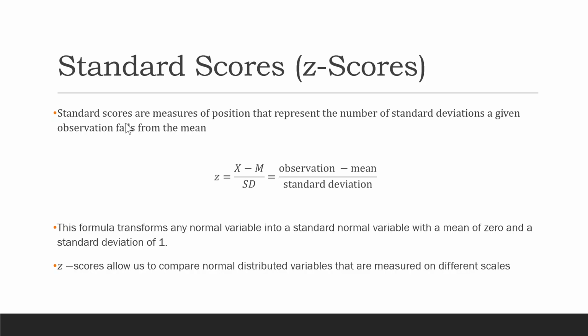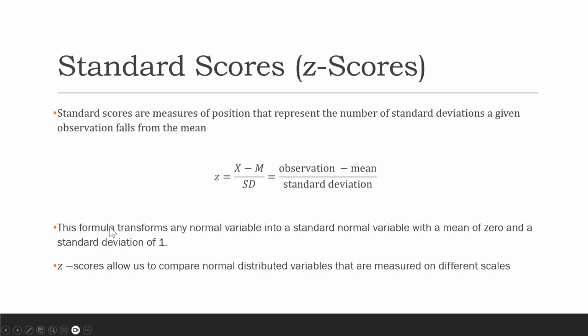We're going to talk about the normal distribution, the bell-shaped distributions, a lot more in detail next time. And so that second line here says this formula transforms any normal variable into a standard normal variable with a mean of 0 and a standard deviation of 1. I'm going to review this next time as we get into our next module. And so if this doesn't make any sense right now, it is perfectly fine.